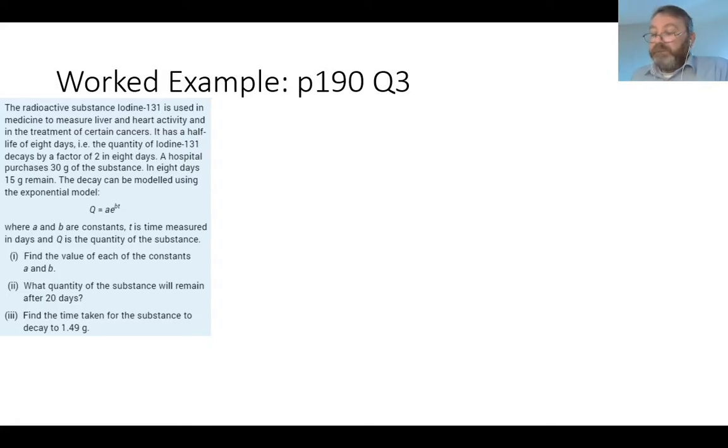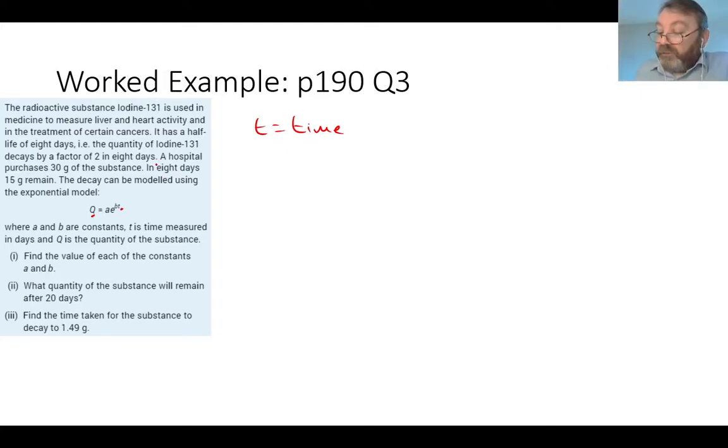A decay model using the exponential formula Q equals A e to the B T, where A and B are constants and T is measured in days and Q is the quantity. They want you to find the value of each of the constants A and B. Now, if I want to find A and B, well then Q and T must be given, okay? And there's 2 things we have to realize from this question, and this is where we begin to pull out the information. First of all, T is time, okay? And the most important time for any particular experiment or any real life situation is the start.